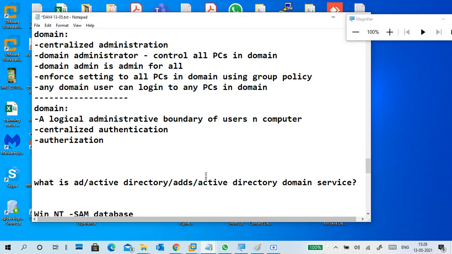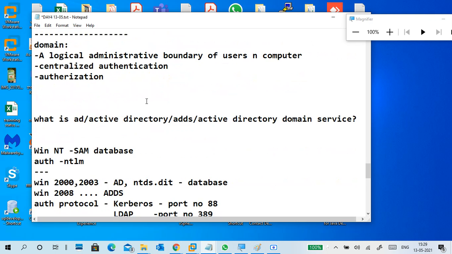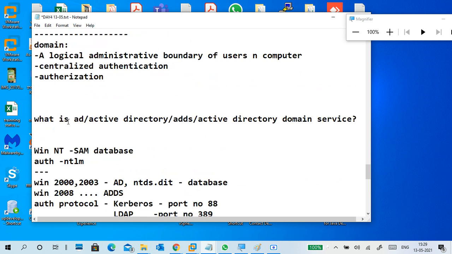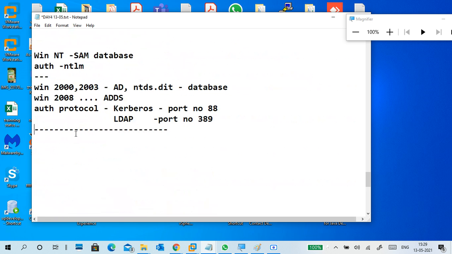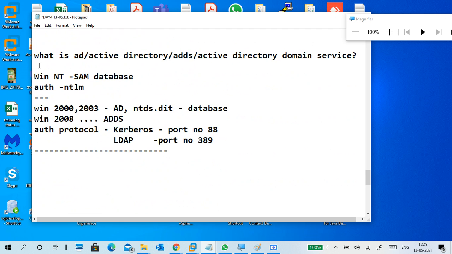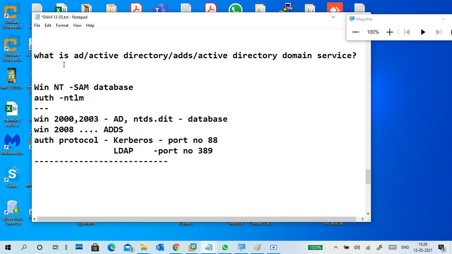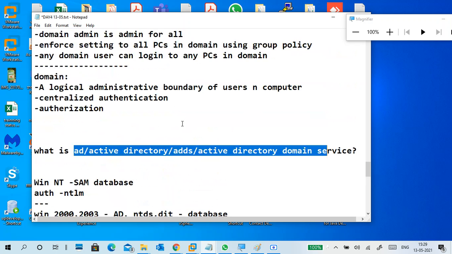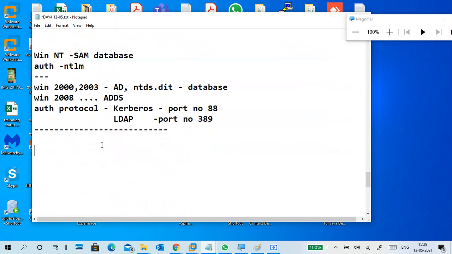So what happened? Mine closed directly. That PPT is very good, an important PPT also. Already I told you, if any question came somewhere, I've written it here. Any question like Active Directory, ADDS, like this. Okay, so what is Active Directory?